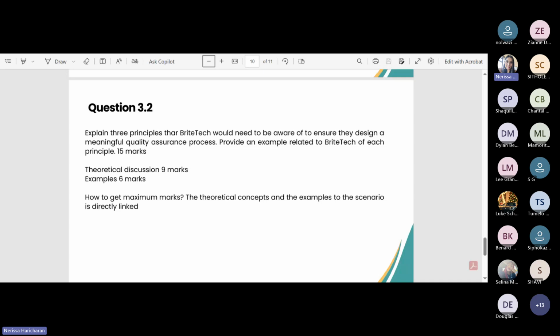application to Brightech. Okay. So we're only choosing 3 principles here. Don't give me all 8 principles. I will go for the first 3 principles. So make sure you're spending enough time understanding, explaining, and applying your 3 principles. No use you giving me 8 because I will only look at the first 3.